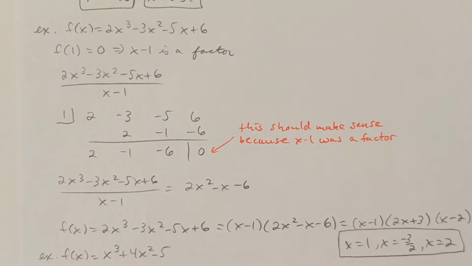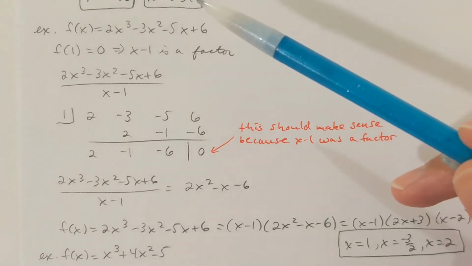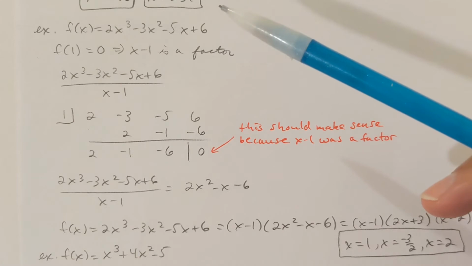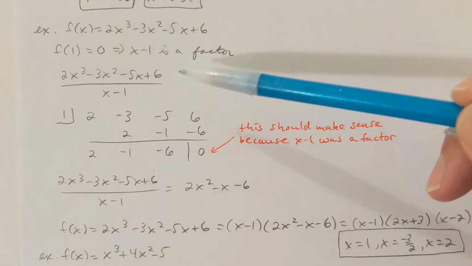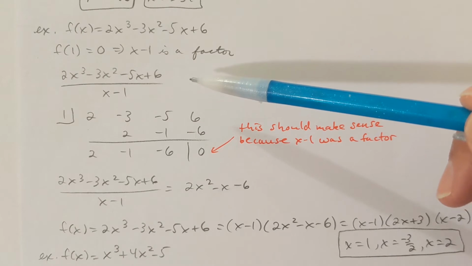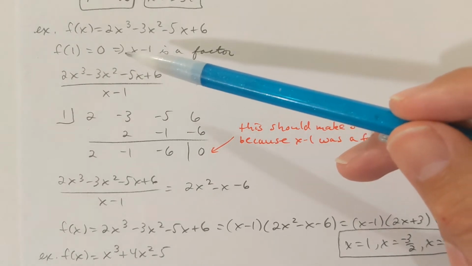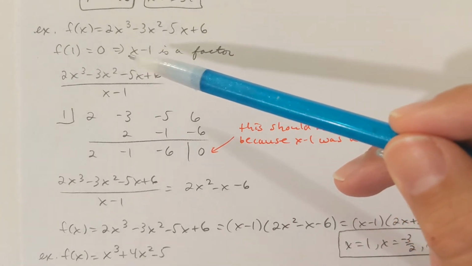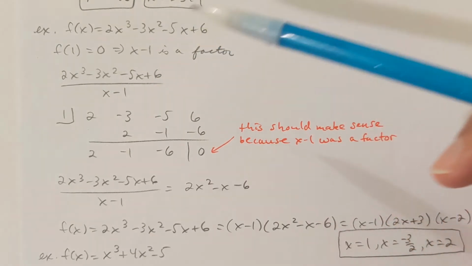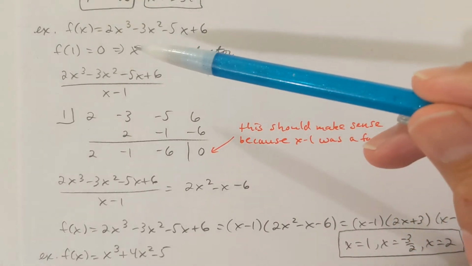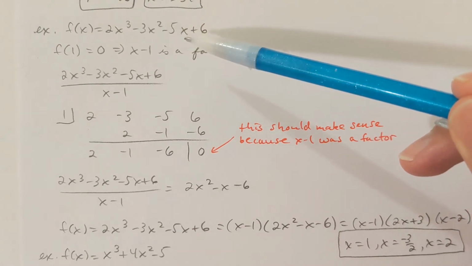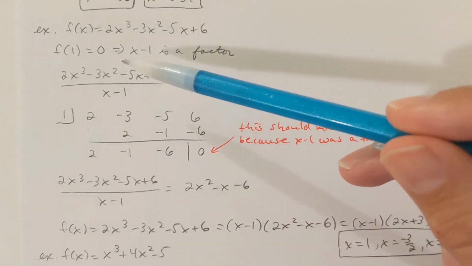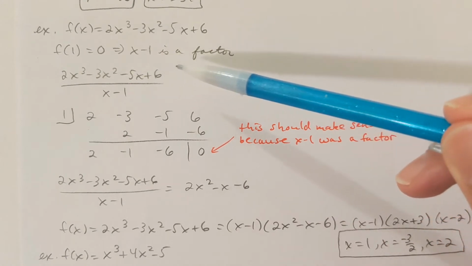For example, f of x equals 2x cubed minus 3x squared minus 5x plus 6. There's nothing that is a common factor, and there's nothing that I can do to factor by grouping or anything like that. So I guess that if I try 0, f of 0 is equal to 6, so 0 is not a 0. F of 1 would be the next natural number to use. 2 minus 3 is negative 1, minus 5 is negative 6, plus 6 is 0. So f of 1 equals 0 means that x minus 1 is a factor.